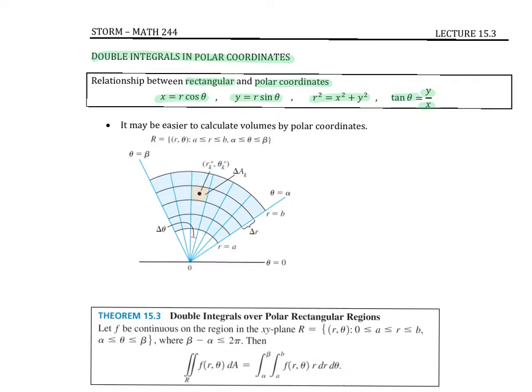Oftentimes it's easier to calculate a volume or even an area by using polar coordinates as opposed to Cartesian or x and y coordinates, and this is particularly true of anything that is curved or maybe circular in nature. What's happening when we look at polar coordinates?